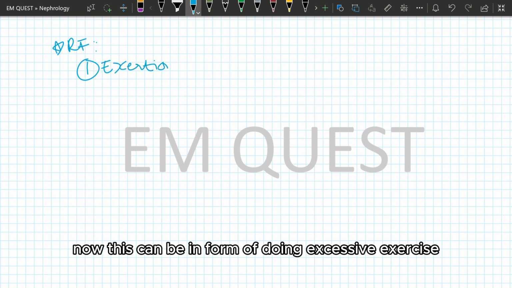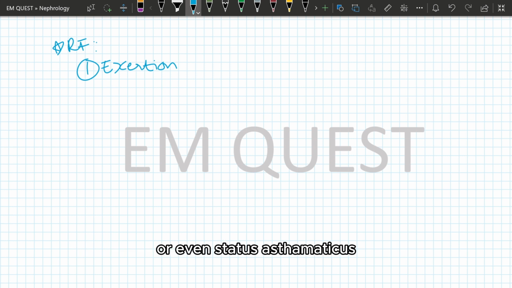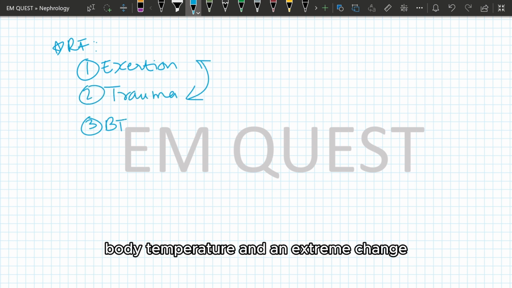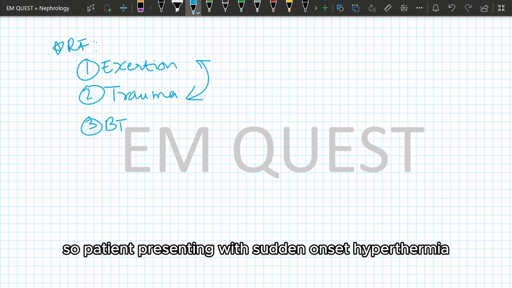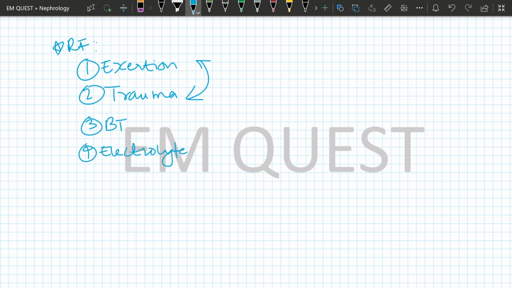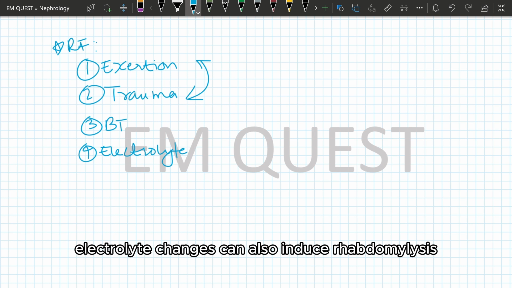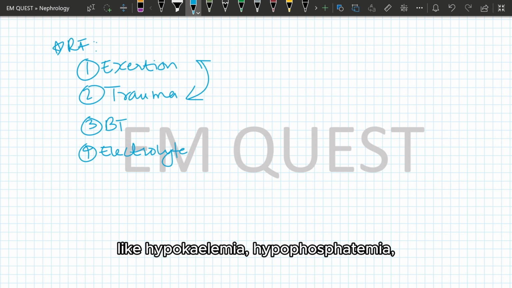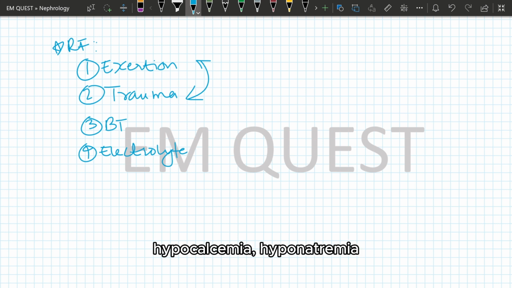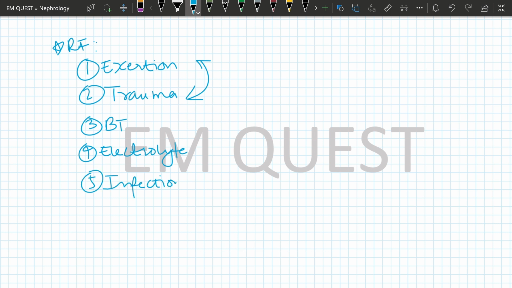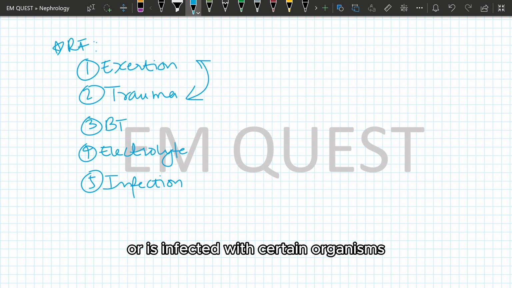Now this can be in the form of doing excessive exercise, it can be in the form of seizures or even status asthmaticus. Patients who undergo trauma, or an extreme change in body temperature, so a patient presenting with sudden onset hyperthermia or hypothermia. Electrolyte changes can also induce rhabdomyolysis, like hypokalemia, hypophosphatemia, hypocalcemia, hyponatremia. A patient who is septic or is infected with certain organisms can also develop rhabdomyolysis.